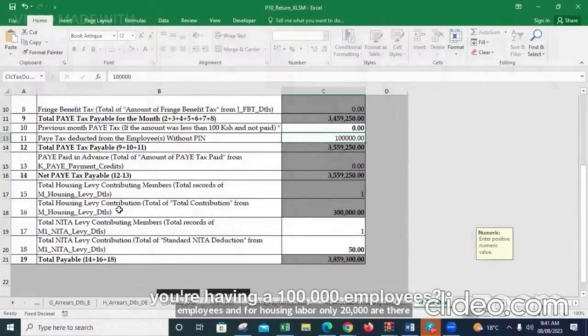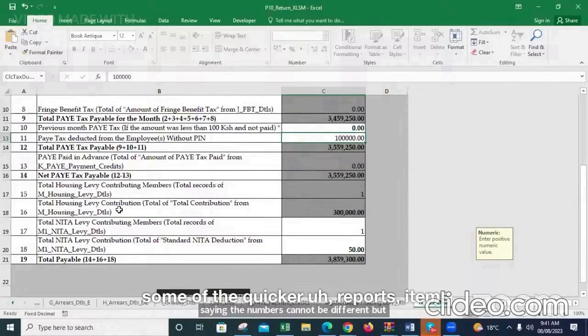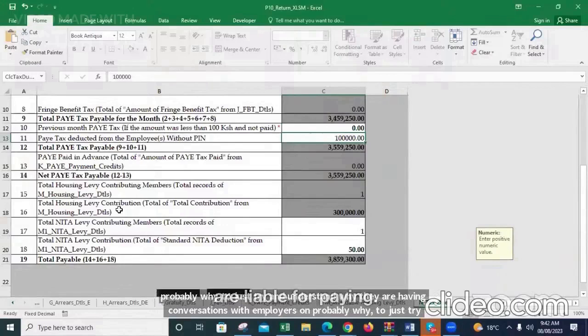How come you're having 100,000 employees, yet for housing levy you're only paying for 20,000? We're not saying the numbers cannot be different, but those are some of the quick reports ITAX will be able to generate for the respective enforcement agency to just pick it up and start having conversations with employers, to try and understand why the discrepancy between the employees who are liable for housing levy and the ones who are liable for PAYE.